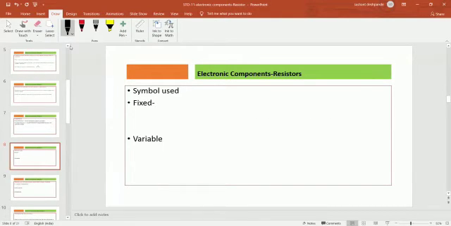The symbol used for a fixed resistor is this one, or it is also denoted by this one. And the variable resistor is shown by this symbol, or it is also denoted by this symbol.